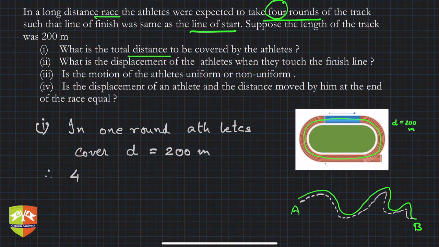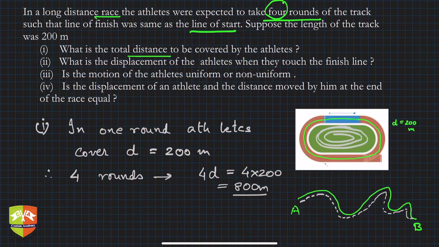Therefore, in four rounds, it's a unitary method question actually, in four rounds they would cover how much distance? 4D. So in one round 200, so four rounds, 4 into 200, that means 800 meters. That becomes their distance. So going round and round, 1, 2, 3, and 4, four times they complete the track, or the laps, whichever way you want to say it. So 800 meters becomes the distance. Very, very easy, isn't it?